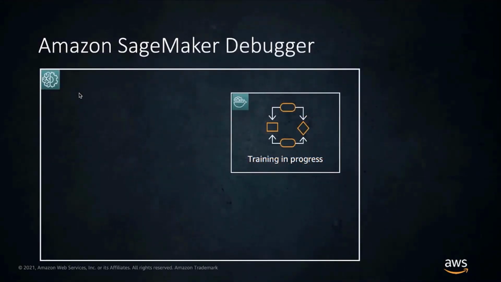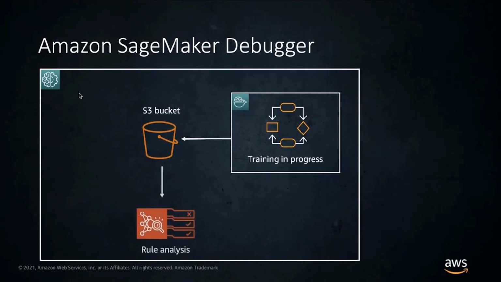Now let's take a look at the architecture. When you run a training job on Amazon SageMaker, it's running inside a training container. Debugger will make sure that the tensors you have specified will be automatically emitted to the Amazon S3 training bucket. And if you have specified rules, then the rules will run on a separate instance in a separate container. This means that the rule analysis does not interfere with your training. You can run an arbitrary number of rules in parallel, and you do not pay for the execution time of those rules.